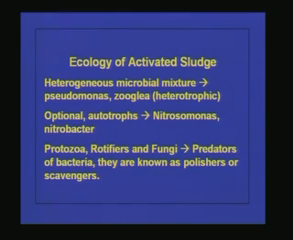So, it is a heterogeneous microbial mixture, mainly Pseudomonas and Zoogloea are present. Both these microorganisms are heterotrophic in nature. Heterotrophic means they use organic matter for their cell synthesis and the energy is derived by oxidation-reduction reaction, and here also organic matter is being used. But in the activated sludge process there can also be autotrophs, for example Nitrosomonas and Nitrobacter.